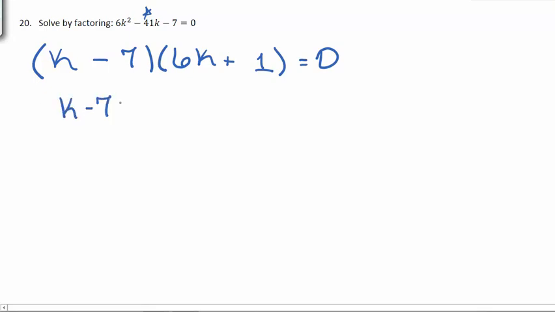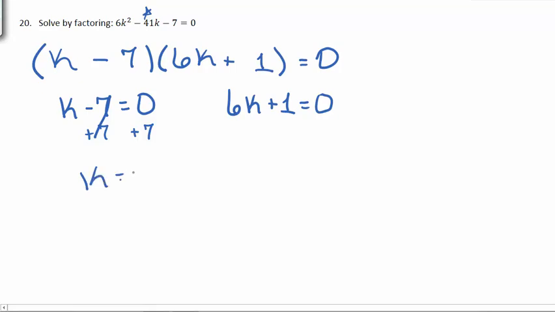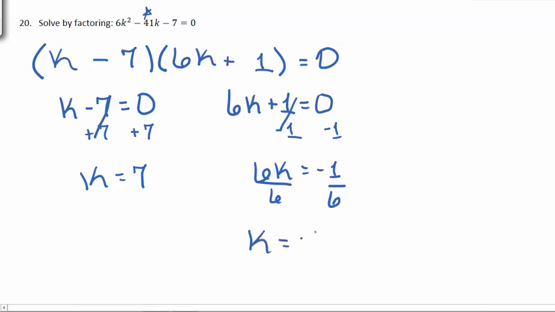Since we want to solve this, we'll set each one of these equal to 0. The first one, we'll add 7 to both sides. We get k is equal to 7. The second one, I'll subtract 1. So 6k is equal to -1. Dividing both sides by 6 gives me that k is equal to -1 over 6.